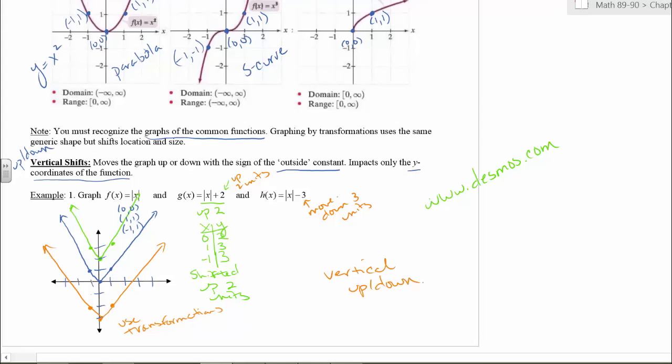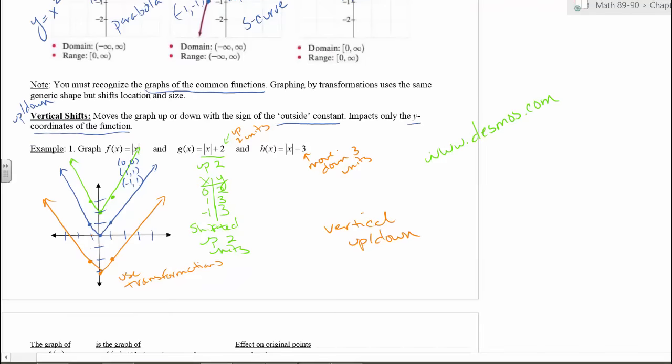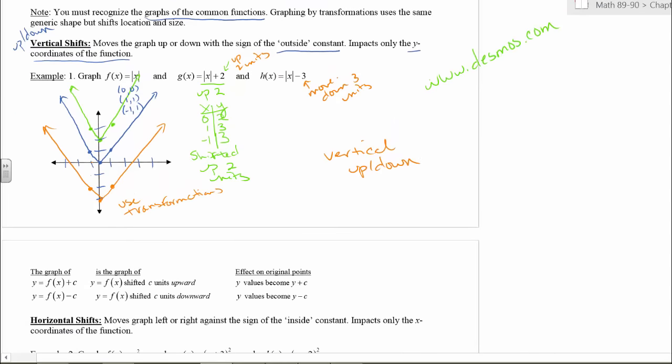And so this always takes place, and you'll see if you look on the next page, you'll know you're doing a vertical shift because you'll have the plus or minus a number after the function, meaning after the absolute value bars or after you use the exponent or after the square root symbol. And then you have sort of the formula here. Y values become y plus c, y values become y minus c if you're moving down.